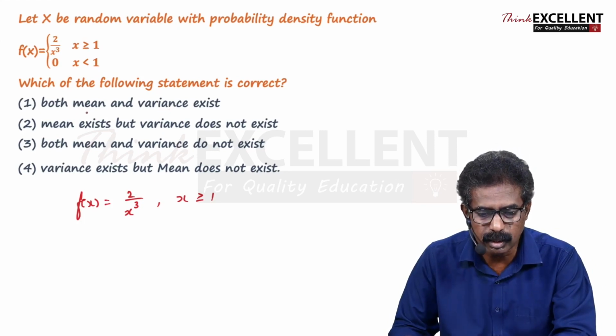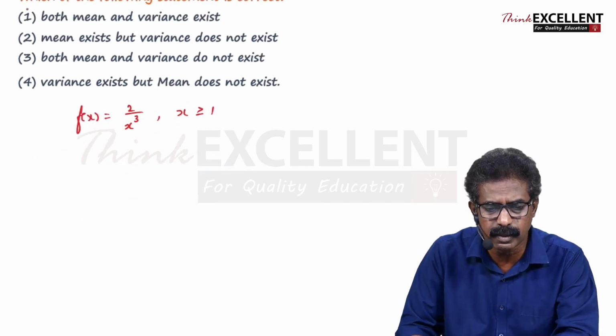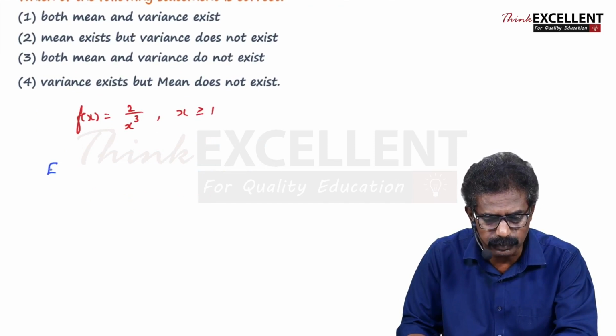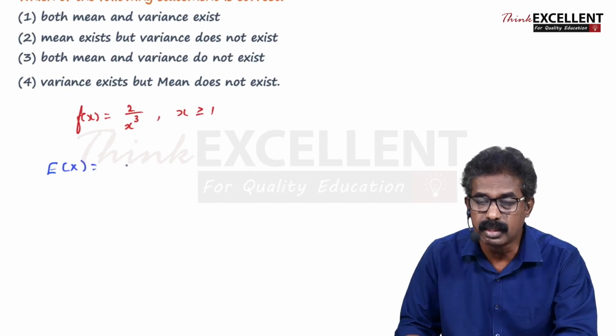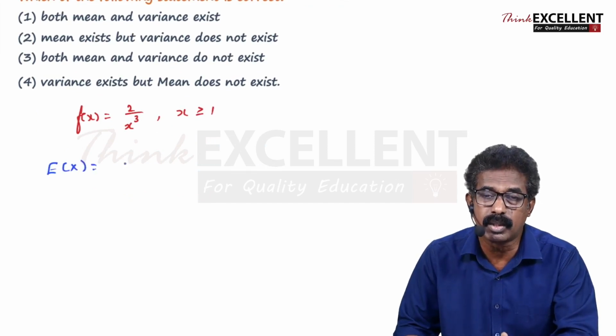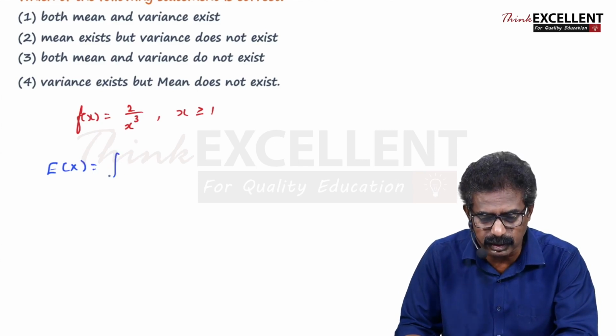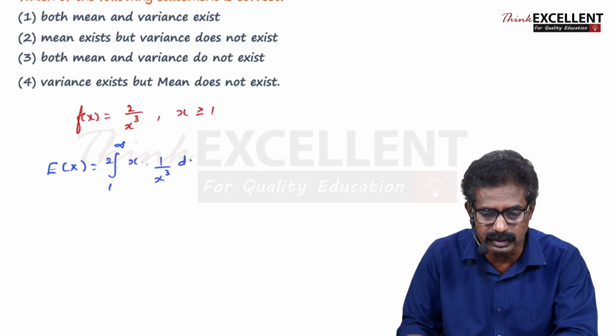They're talking about mean and variance, whether they exist or not. So first you find E of x and E of x square. E of x, you know the formula, it is a continuous one, x greater than or equal to 1, so 1 to infinity. So integral 1 to infinity x into f of x, where f of x is 2 by x cube, dx.